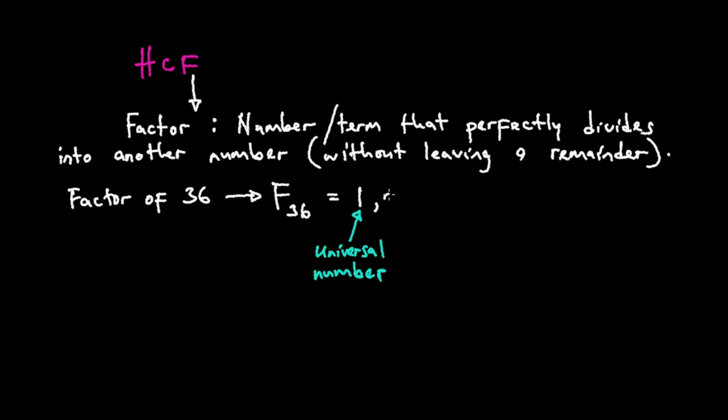Then we start listing the numbers that go into 36 without leaving a remainder. We have 2, we have 3. What about 4? Yes. We have 4, 5 does not go in, 6 goes in, what about 7, 8, 9? 9 goes in: 9, 18, 27, 36. Then 10, 11, 12. Got 12.